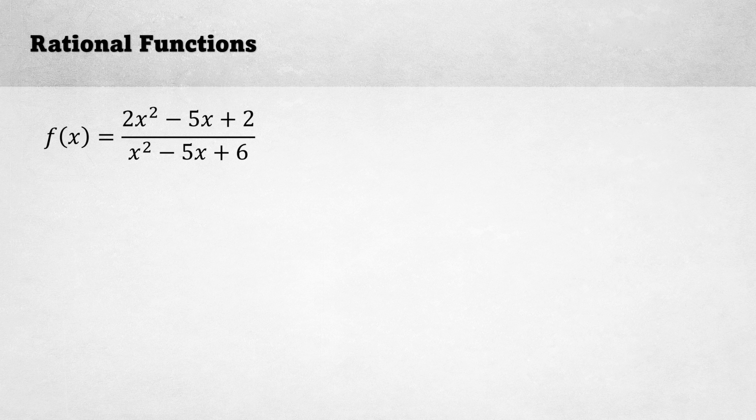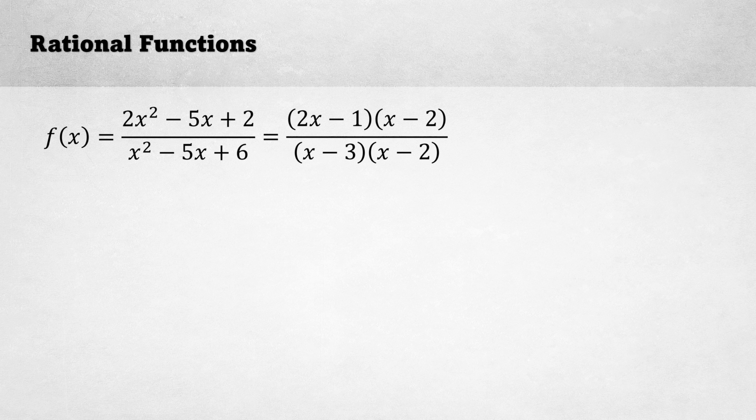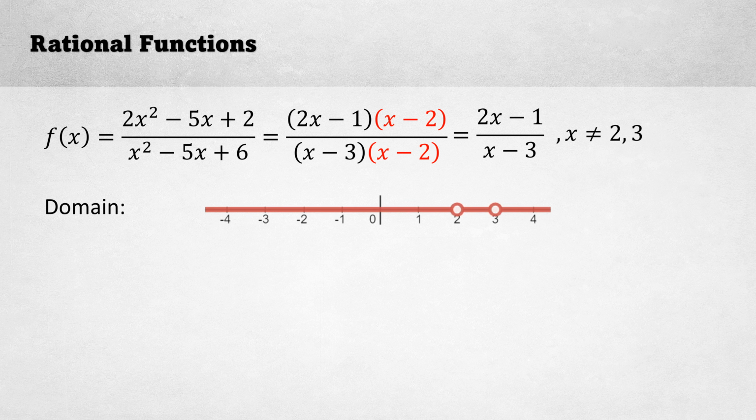Let's see if we can figure out why we keep getting 0 in the denominator for this function. Both numerator and denominator can be factored. So we get 2x minus 1 times x minus 2 in the numerator and x minus 3 times x minus 2 in the denominator. And we can see that there is a common factor x minus 2 that can be cancelled. Note that after canceling the common factor x minus 2, we need to list all restrictions. Since x minus 2 was the common factor that was cancelled, x cannot be 2. And since there is still a denominator of x minus 3, x cannot be 3. So the domain of f of x is all real numbers except 2 and 3.